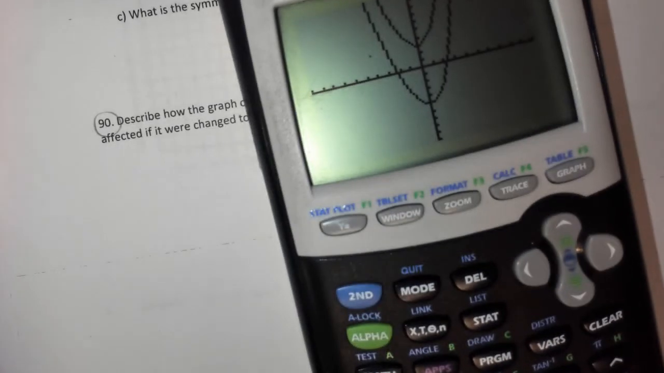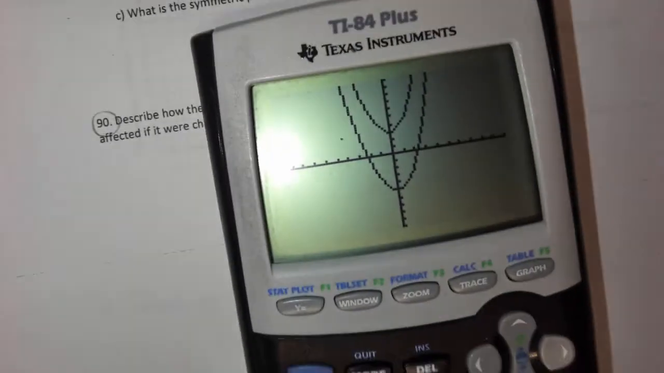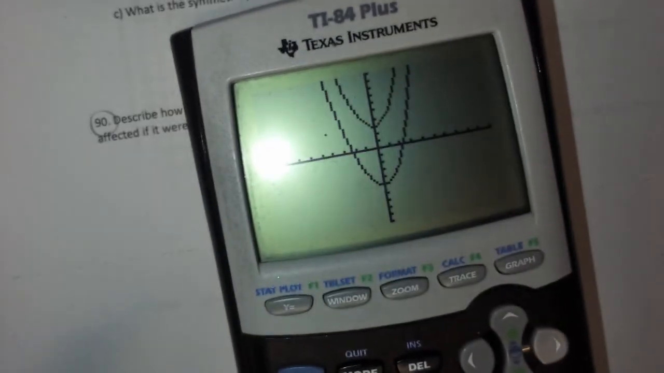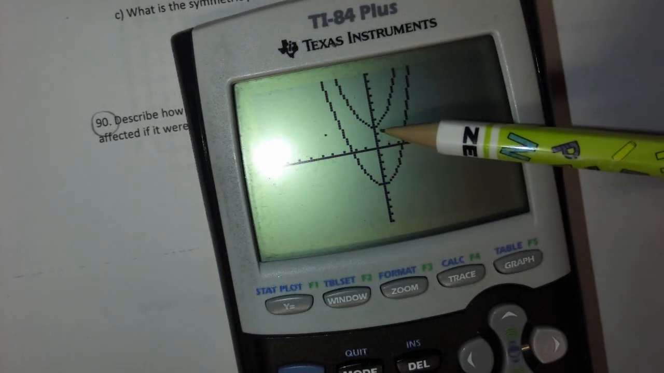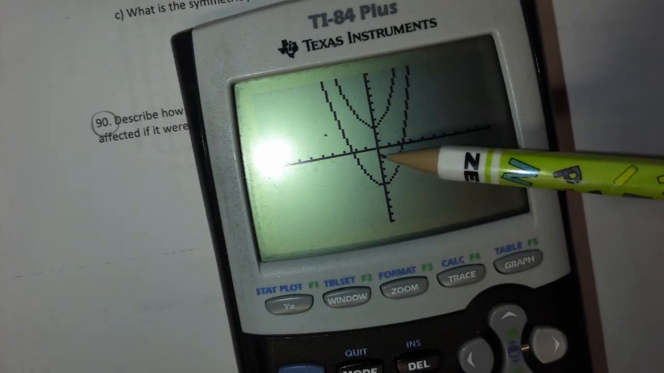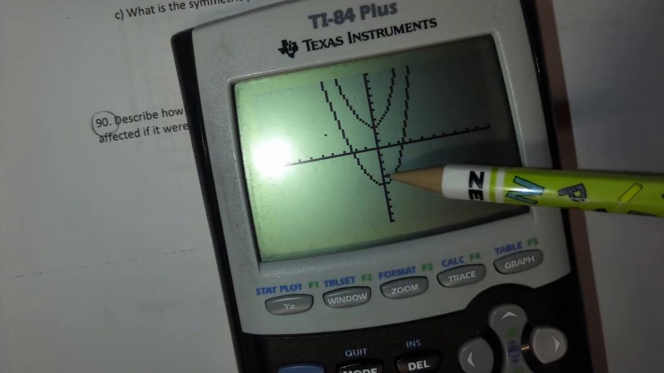1, 2, 3, 4, 5, 6, 7, 8. So this is just simply going to be shift down 8. And here's how you would actually do this algebraically.